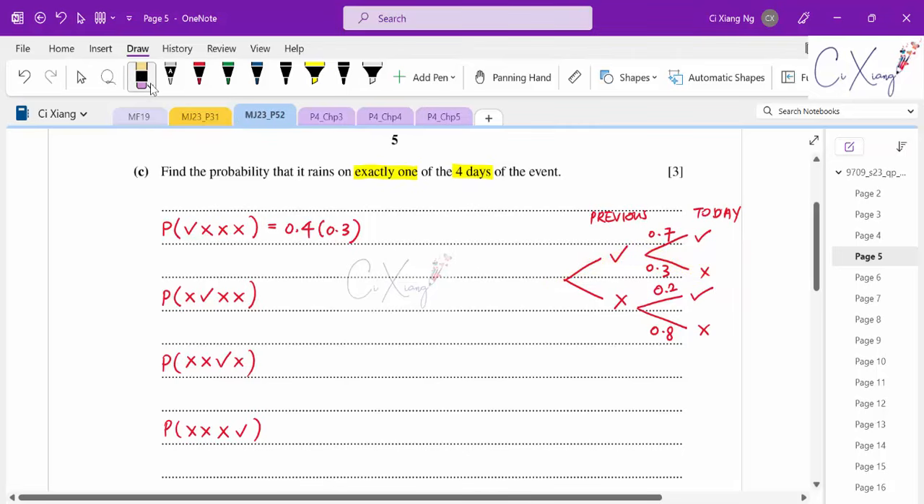Okay, then now I come to the third day. So when I come to the third day, my previous day is not raining. Third day, today also not raining. Previous day not raining, today also not raining. The probability is 0.8.